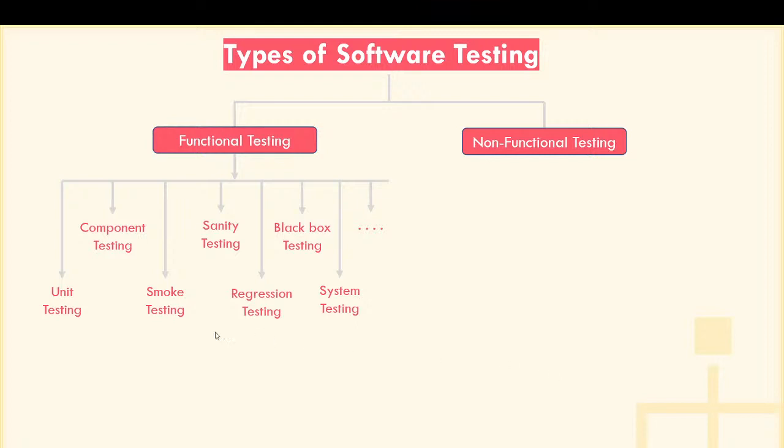Even if you enter the correct username and password and you are not able to navigate to the home page, you are getting a database connectivity issue or something else. If you suddenly get an error page like 500 or 404, then there is no point in doing other component testing because you cannot proceed further. That is the smoke test. In the sanity test, everything happens.